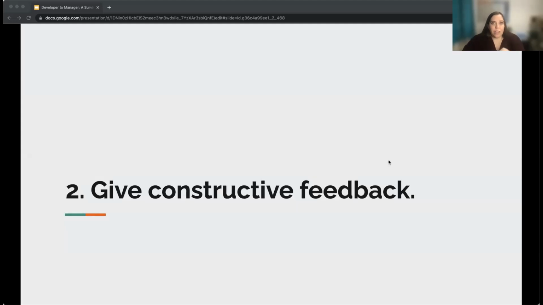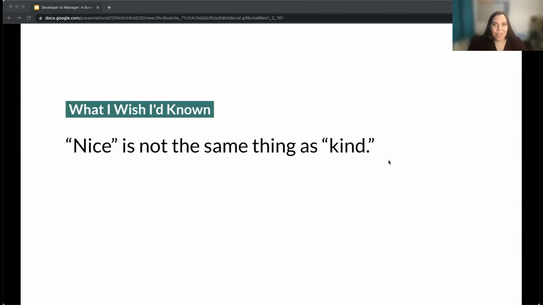The second part, giving constructive feedback, is probably the hard one for a lot of people. Certainly it was for me. And what I wish I'd known on day one of that first director job is what a mentor would tell me about a year later: that being nice is not the same thing as being kind.